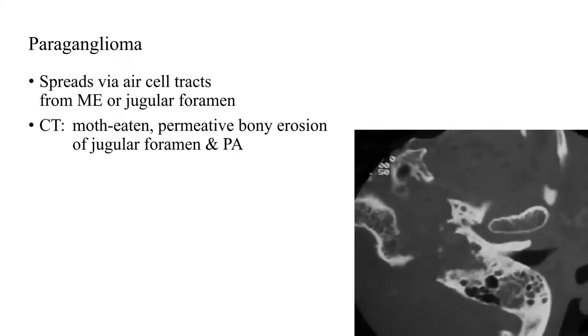Paragangliomas are the next lesion. They tend to spread via aerosol tracts, either from the middle ear or jugular foramen. On CT scan, you usually see this moth-eaten permeative bony erosion, usually situated around either the jugular foramen and/or petrous apex.